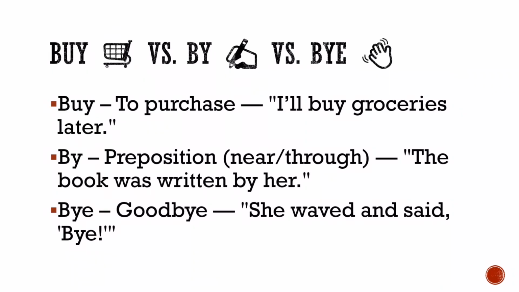The next one is buy versus by. The first buy is a verb. It means to purchase. For example, I'll buy groceries later. The second by is a preposition. It means near or through. For example, the book was written by her. And the third, bye, means goodbye. It's actually a short way to say goodbye. For example, she waved and said bye.